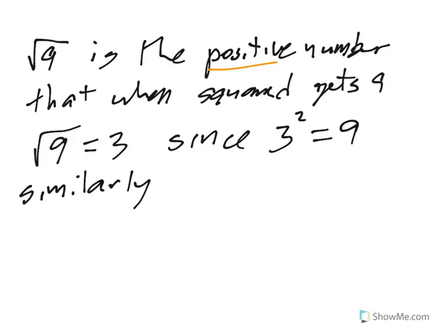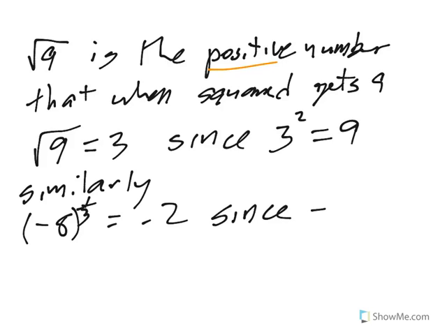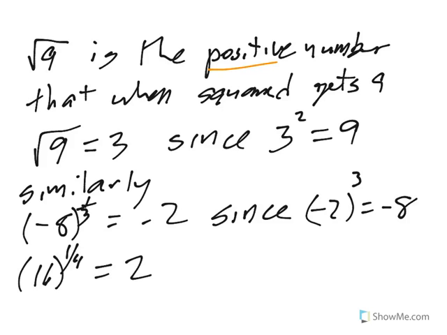And similarly, just to do an odd index, the cube root of 8 is negative 2, simply because negative 2 cubed equals negative 8. And 16 to the 1/4, the fourth root of 16, that's positive 2, because positive 2 is the positive number that you raise to the 4th power to get 16.